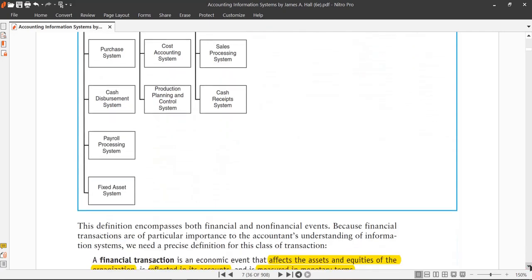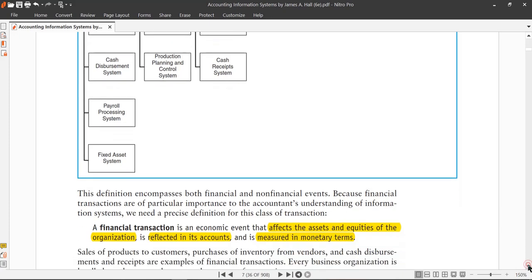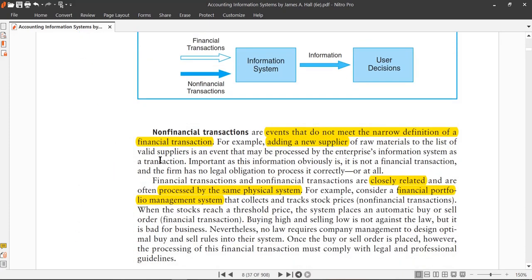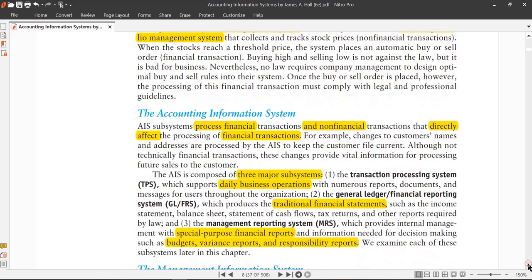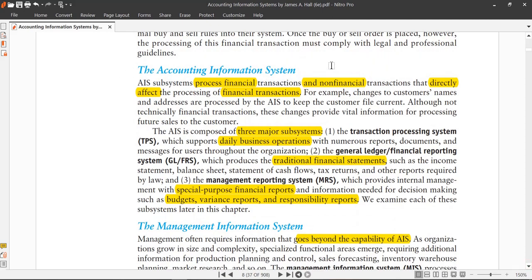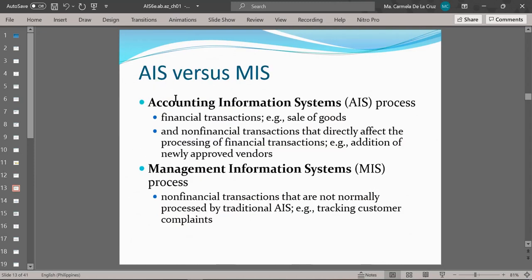Okay. So, discuss na natin tong mga to kanina sa part 4, even this financial and non-financial transactions. So, ito na tayo sa the accounting information system saka management information system. So, okay na to. So, the distinction between the two. Well, in this simple illustration, when we say AIS, it processes financial transactions. So, i-highlight natin, financial transactions.